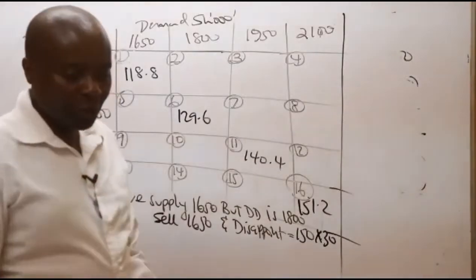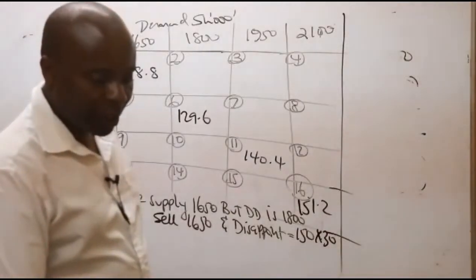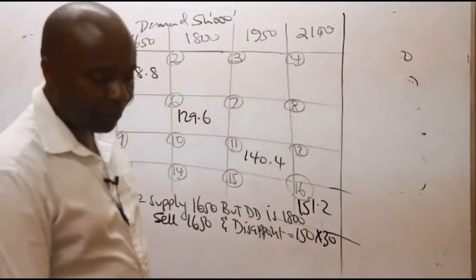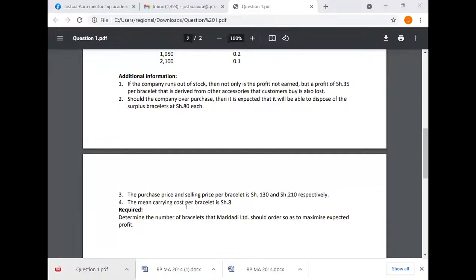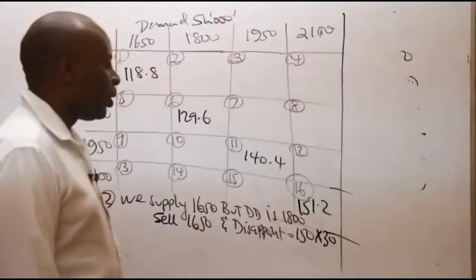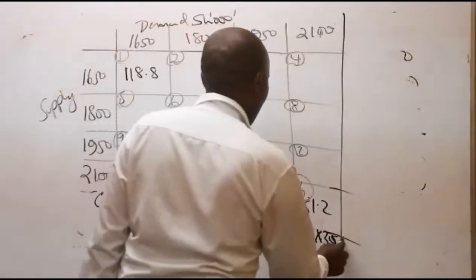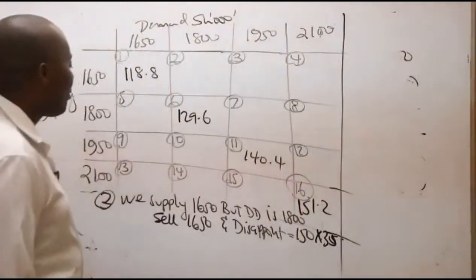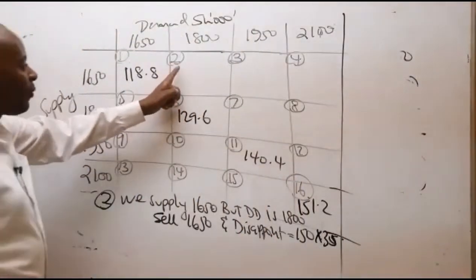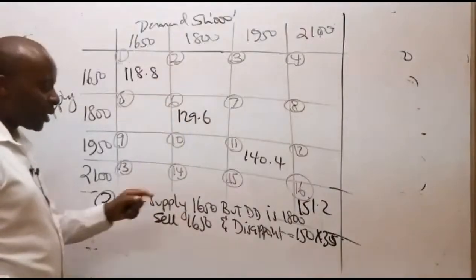We've been given this opportunity cost, ladies and gentlemen, in the question. They have told us that for every customer who comes, just like how Nakumat used to tell us, if you need it, we've got it. You can see a profit of 35 per bracelet that is derived from other accessories that customers buy is also lost. So for every customer we disappoint, you are right, we shall be losing 35. So could you kindly go ahead and give me the profit I expect here. In short, I'm going to sell 1650.